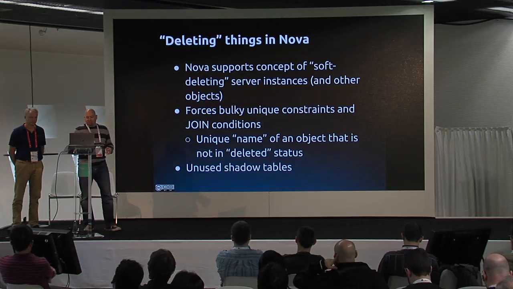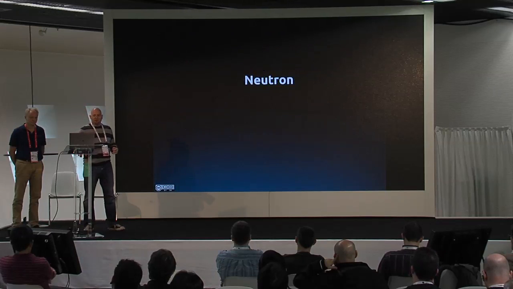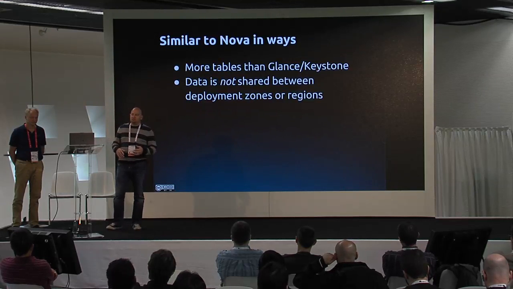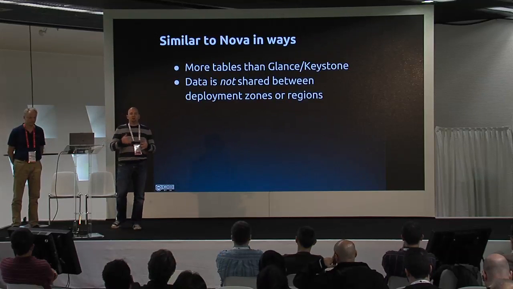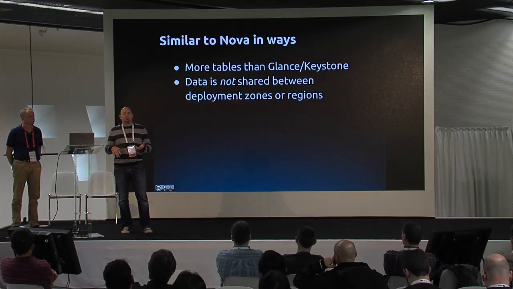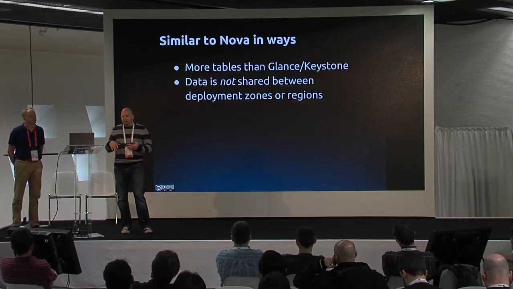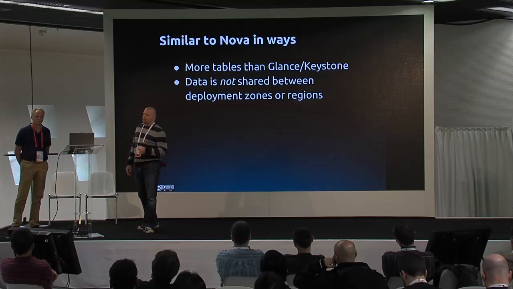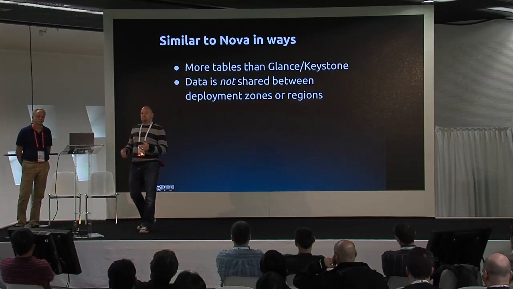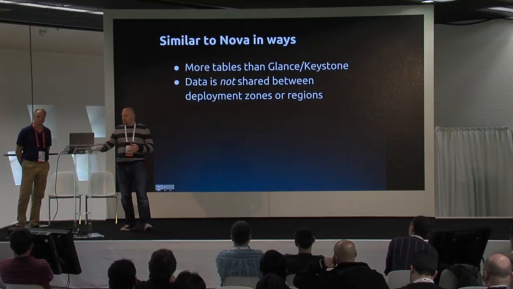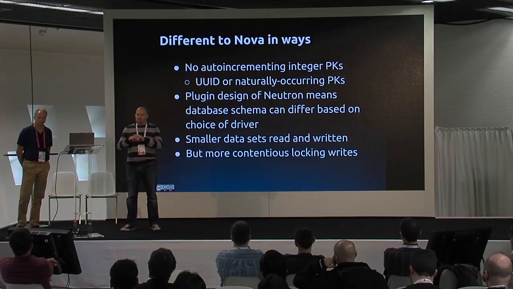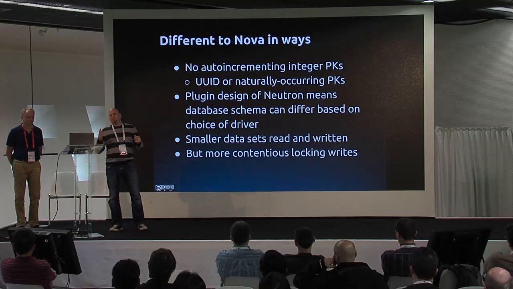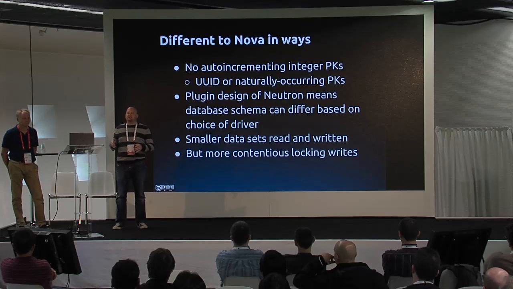Neutron is kind of similar to Nova in a couple ways. You don't share data across availability zones with the Neutron database. It has a few more tables than Glance and Keystone, not nearly as many as Nova. And the amount of data within the Neutron database isn't stunning, right? You're generally reading smaller data sets.